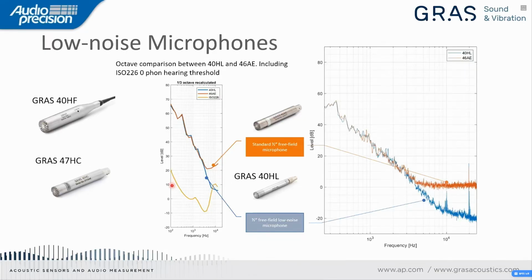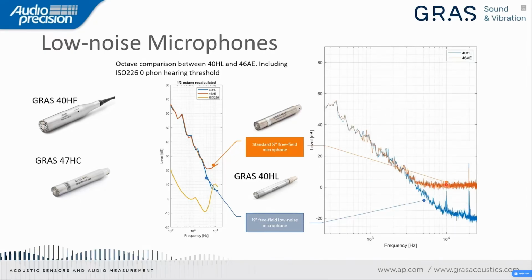The yellow curve you see over here is the ISO 226 normal equal loudness contour curve, which here is representing the hearing threshold and the sensitivity of the human hearing system. So this chart on the left is showing us that the low noise microphone is able to measure signals that can be heard by the human, but that the other microphone cannot capture. We can see this in more detail in the chart on the right.